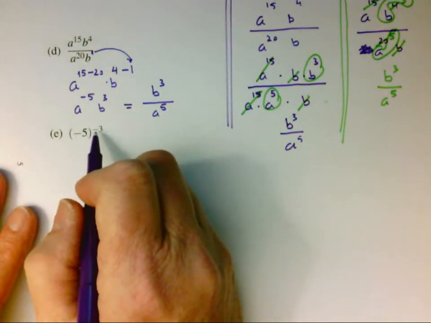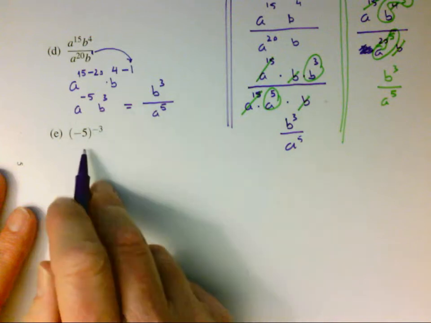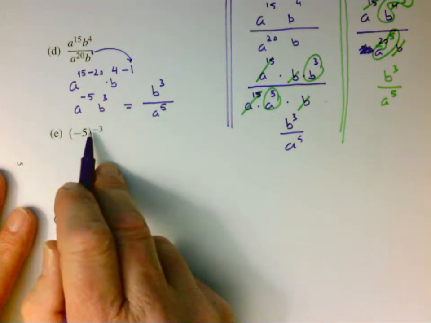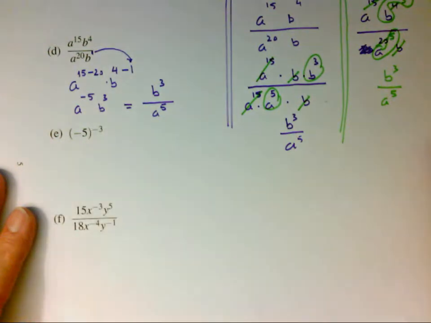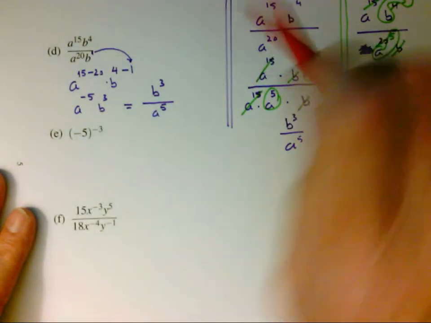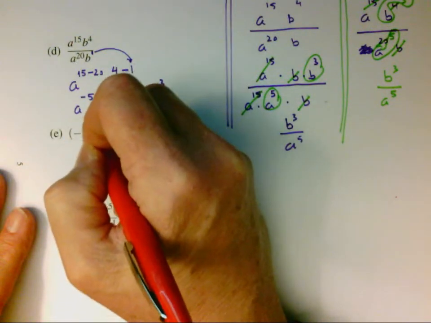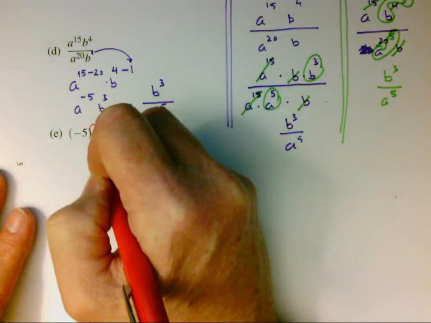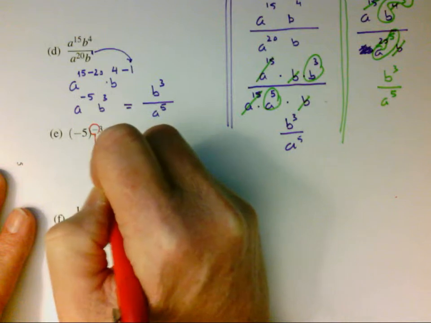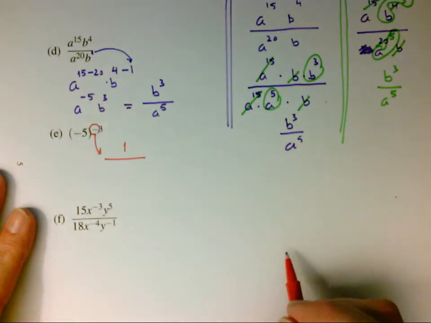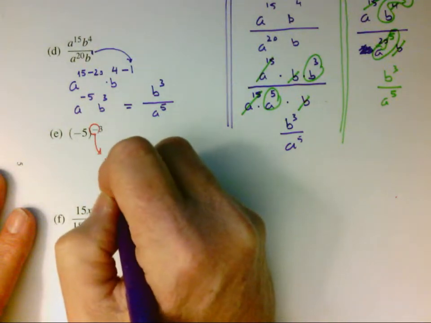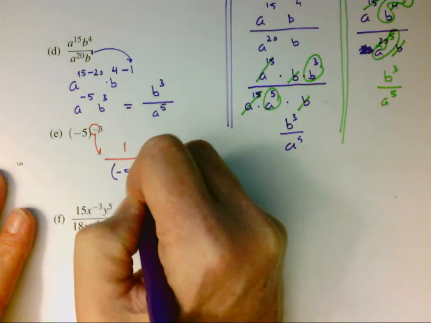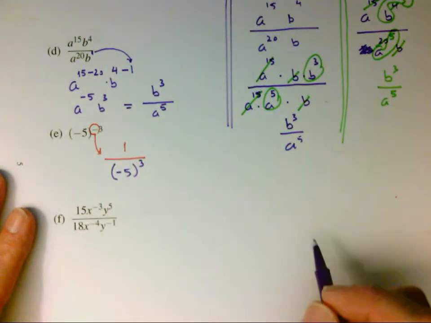Now, on to part E. This is a common test question. What they're trying to do is make you think that you're multiplying. They got a negative and a negative, but this is not multiplication. This is exponentiation. And a negative on an exponent means 1 over. That's what that negative means. So you've got 1 over negative 5 to the 3 power.